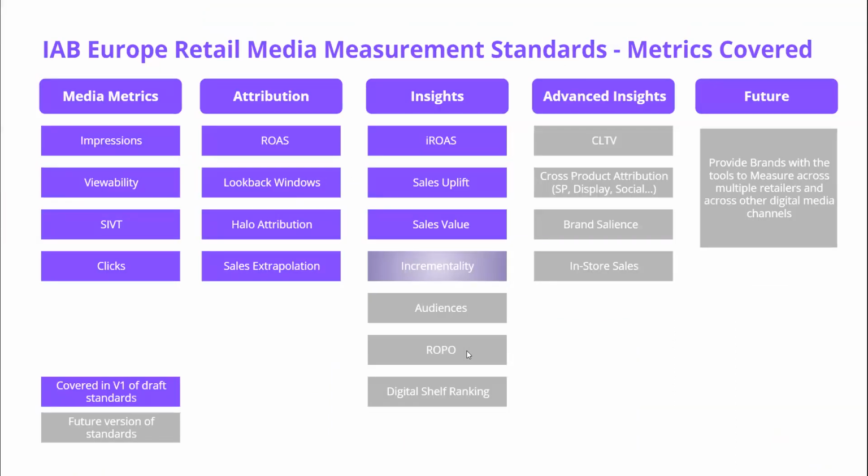Here you'll see some of the metrics we were able to agree on. Some of them might seem basic to you. So media metrics like impressions, viewability, SIVT, clicks. These are all things that we had to write down, discuss the nuances, and I'll walk you through some of the nuances and have all retailers agree on. And some of the things are not as obvious.